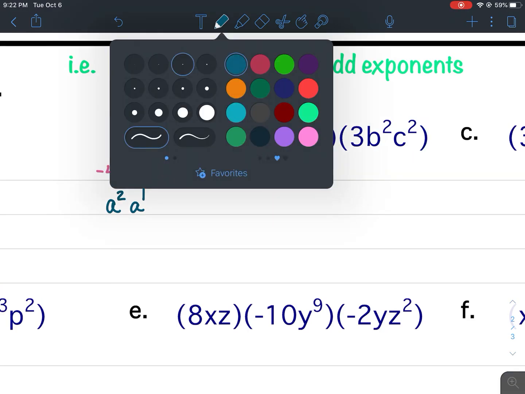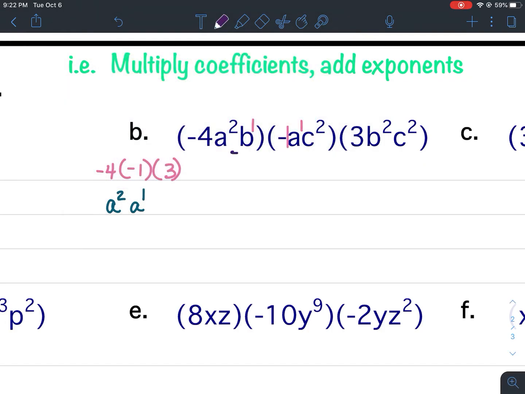All right, now let's go to b's. In this first one, I have b to the first. There's no b in the middle monomial. And in the last one, I've got b to the second. Now we will move on to the c's. There's no c in the first monomial. I've got c squared in the second monomial, and c squared again in the last monomial.